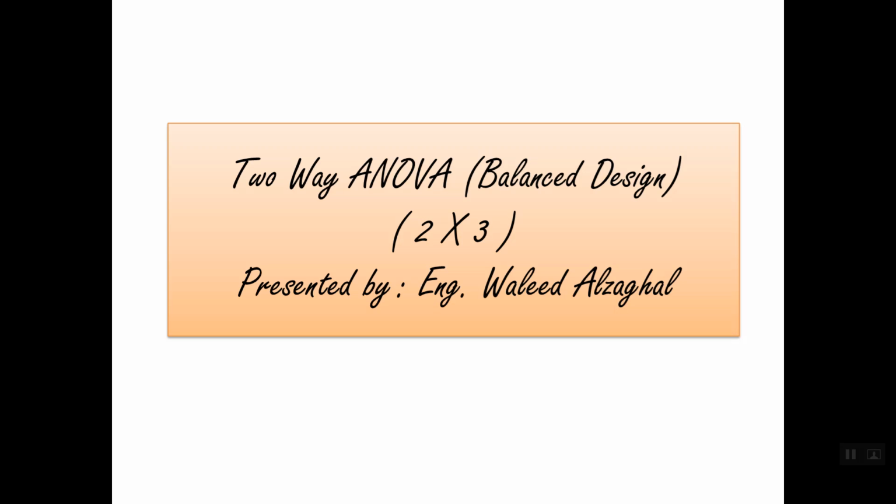In the two-way ANOVA, we have two independent factors, and for each of these two independent factors we have levels. So for my presentation it will be 2 by 3, which means that we have two factors. The levels for the first factor is 2, while the levels for the second factor is 3. So we have 6 groups for the treatments.